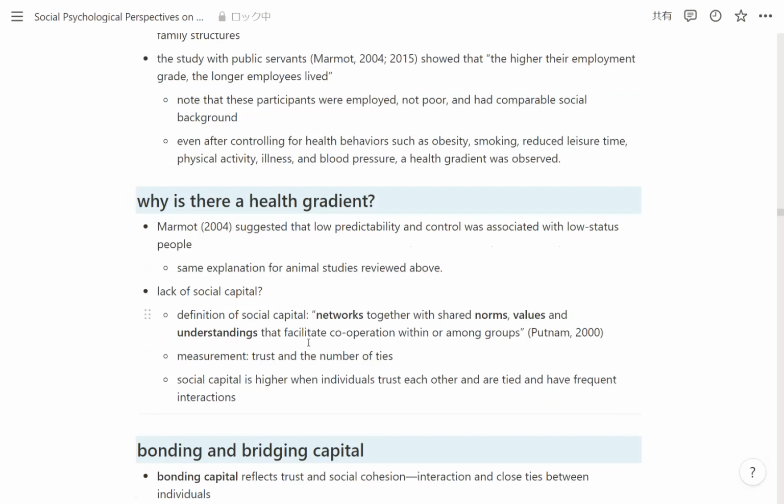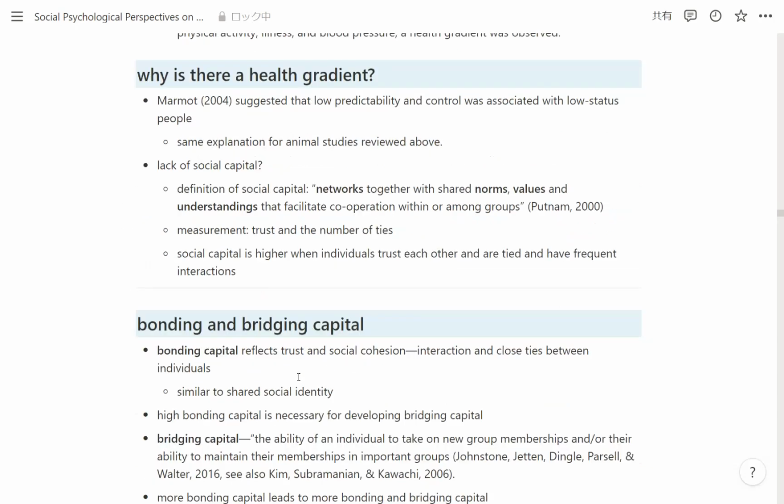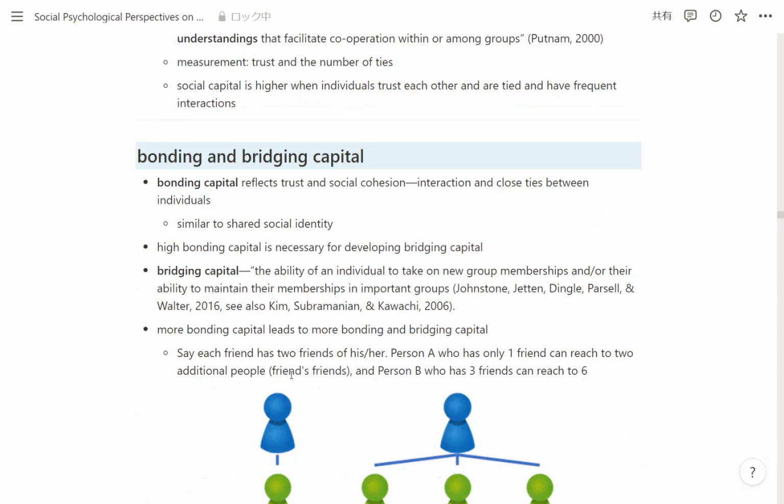So in the first video, we talked about the definition of social capital, which was networks together with shared norms, values, and understandings that facilitate cooperation within or among groups. This social capital can be divided into two further constructs: bonding and bridging capital. Bonding capital reflects trust and social cohesion, or in other words, interaction and cross ties between individuals. This construct is similar to shared social identity, because when people perceive a shared social identity, they are likely to trust others, and they are likely to experience social cohesion among members of the group.